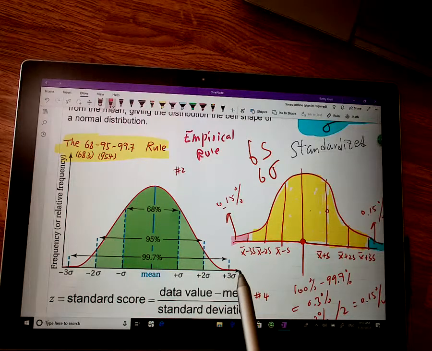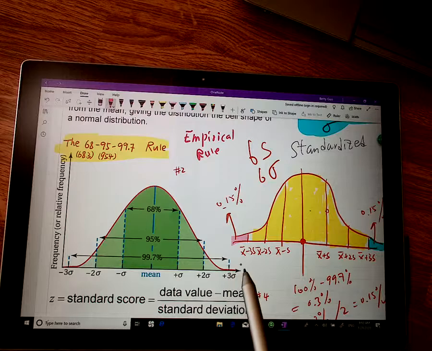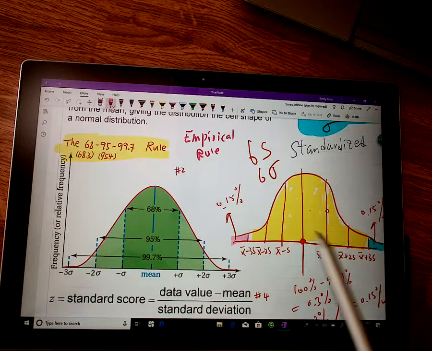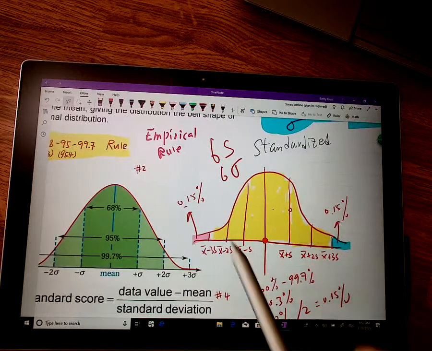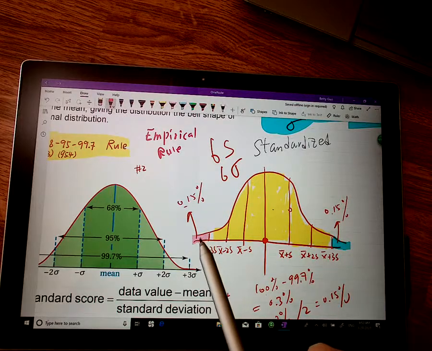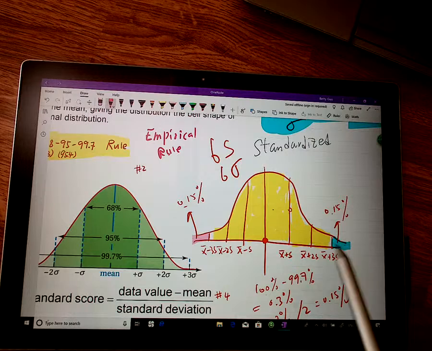Okay? So actually, you can see from my graph here, do you see this pink region and this blue region? Do you see that?